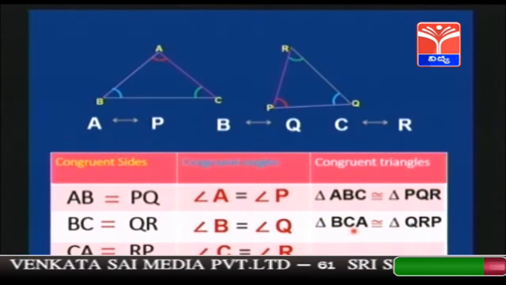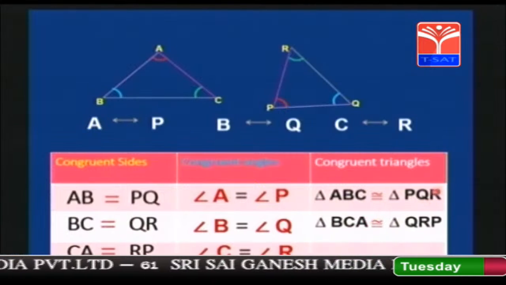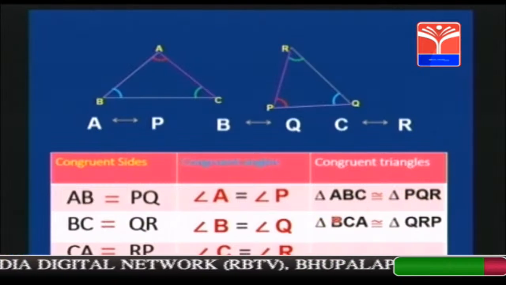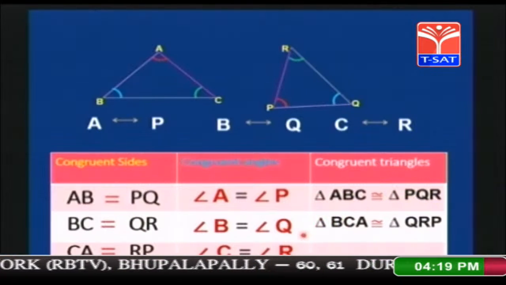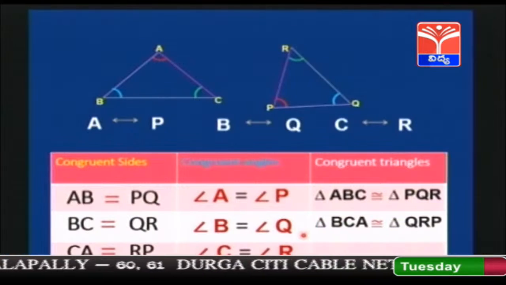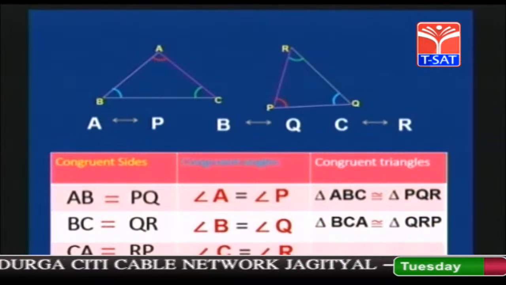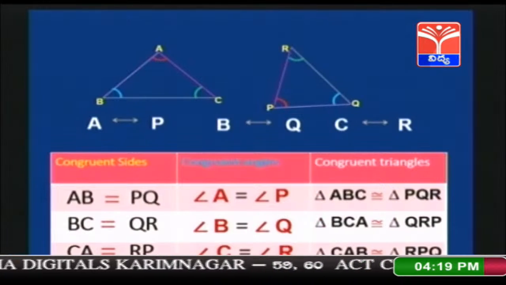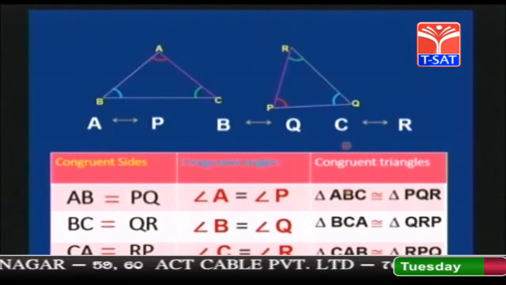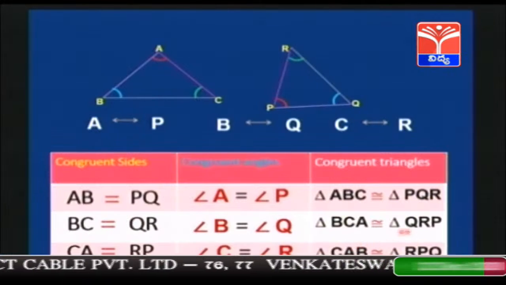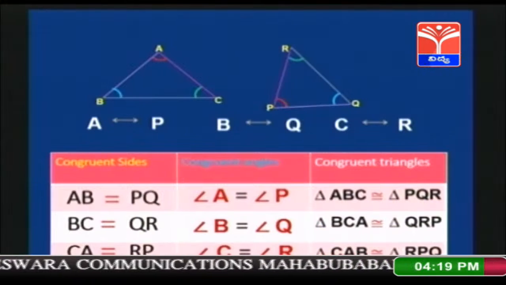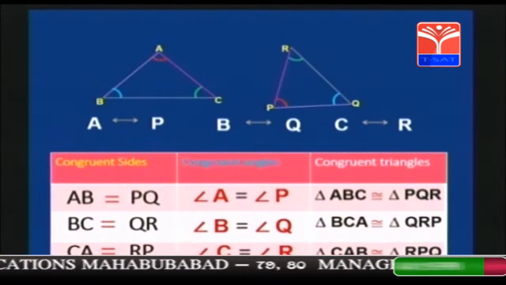But the triangle BCA is not congruent to triangle PQR, because there is no one-to-one correspondence between B and P. So remember, students, follow the order of correspondence while writing the second triangle. Now see one more example. Triangle CAB is congruent to triangle RPQ. Using the previous concept of correspondence, C corresponds to R, A corresponds to P, and B corresponds to Q. So triangle CAB is congruent to triangle RPQ.